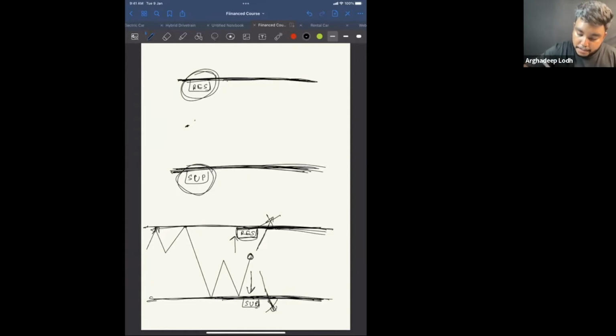So what is the work of support? Support will always push the price high. Resistance, the purpose of resistance is always to push the price down.